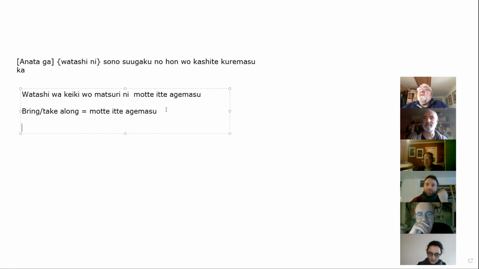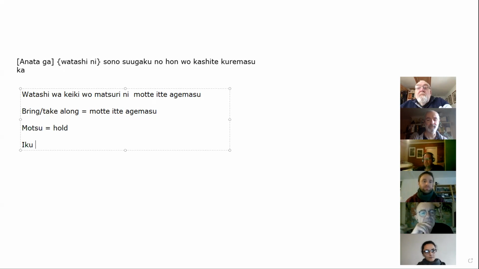So it's okay. This is maybe new for you, Roberto. This comes from motsu, which is to hold, and iku, which is to go. So together, this means to take along. Take along. Ecco quello non. Ikimasu. Okay.